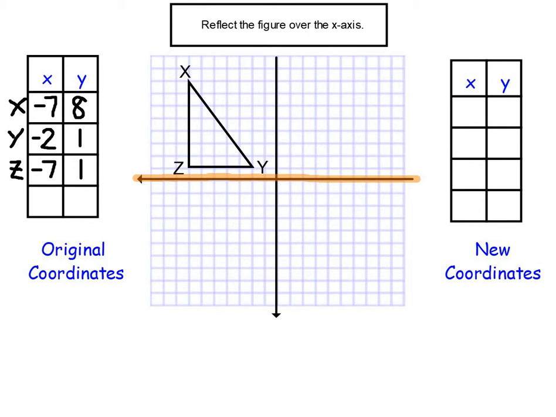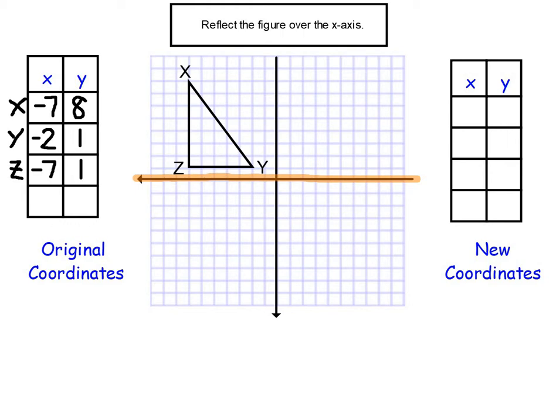So what you can kind of imagine in your head is that it's like I'm folding a piece of paper and it's going to stamp the triangle on the other side. So if you remember anything about reflections, it's going to end up being upside down. And we're going to go through and just move each point one by one so we get them in exactly the right spot.